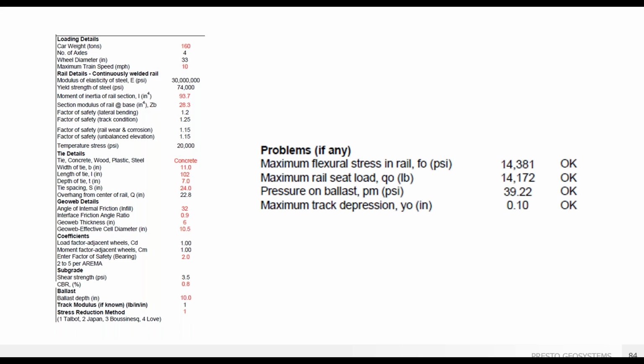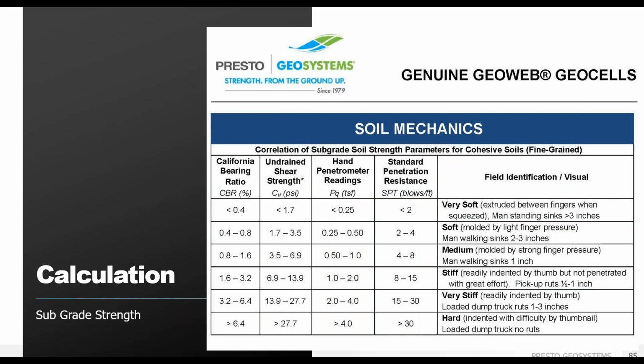And we're looking at 4 different failure modes. So we're looking at the maximum stress in that rail. We're looking at the seat load. We're looking at the pressure on the ballast. We want to make sure that ballast pressure is not higher than 65 PSI for conventional ballast or 85 PSI for high quality ballast. And then we also look at the track depression. We want to make sure that track depression is not greater than a quarter inch. So all things that are included in the AREMA manual. So we'll provide those calculations. I'll walk you through them.